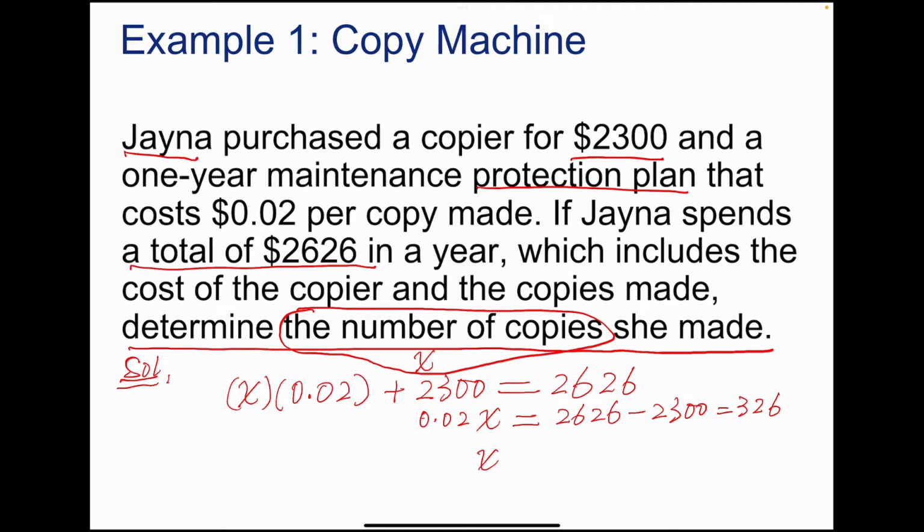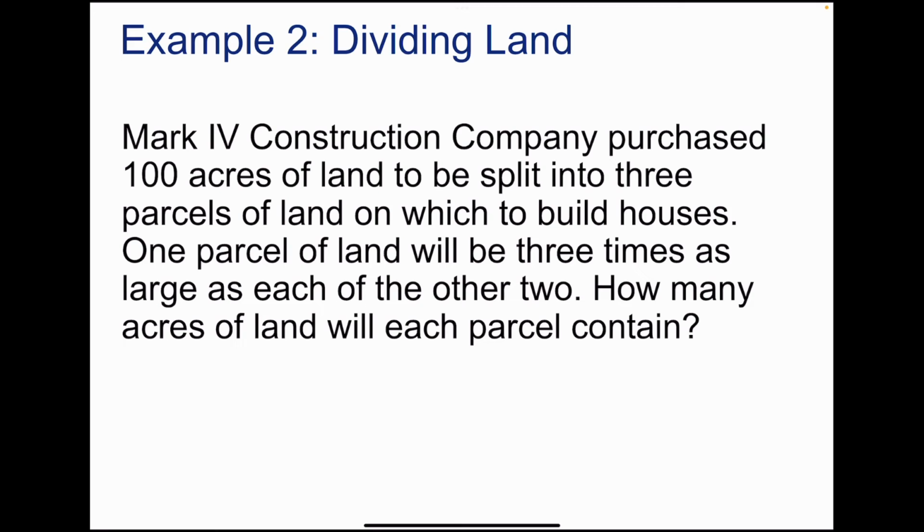And then x will be 326 divided by 0.02. And you should be able to calculate it. So you do mental math or use a calculator, this should be 1,600 copies. Okay, so I'll leave you to use a calculator to verify this. So that's the solution. The number of copies she made in the past year is 163,000 copies.